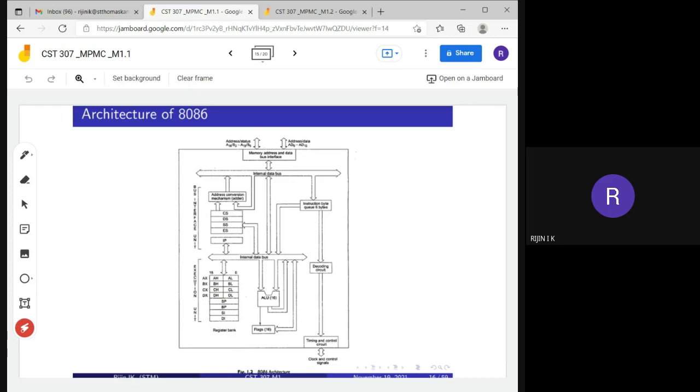What is the duty of a register? Abhishek, see, why are we using registers? What is the need of a register in a processor?